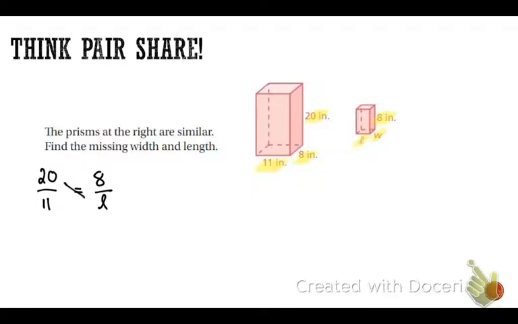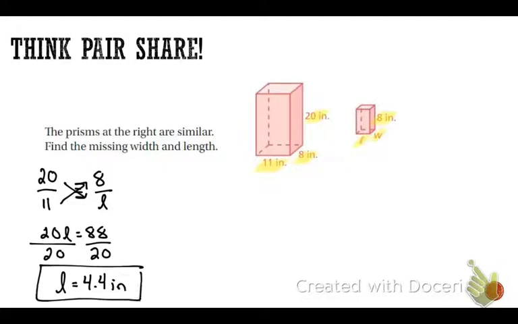Okay, cross products. Did you get 20L equals 88? Yes. Did you divide both sides by 20? No. L equals 4.4 inches. Did you guys label? Did you write inches?